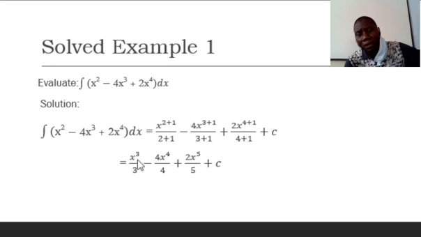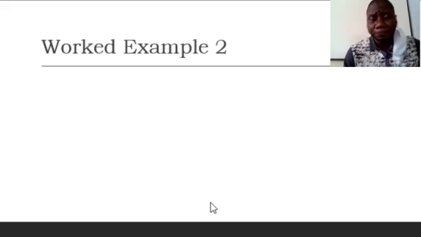I will have x power 3 over 3, minus 4x power 4 over 4, since 3 plus 1 gives me 4, plus 2x power 5 over 5, since 4 plus 1 gives me 5, plus c. And in this, I can have 4 cancelling 4 here. I'm going to be having x power 3 over 3 minus x power 4 plus 2x power 5 over 5 plus c. And that is the end of that solution.